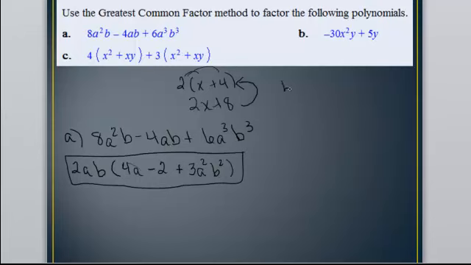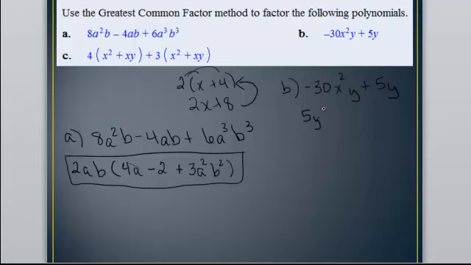Okay, let's try B. Alright, we can probably factor out a 5 from both of these. We could also factor out a y, but can we factor out an x? This one doesn't have an x, so we actually can't. And if you wanted to, you could factor out a negative 5 to make your leading coefficient positive. It doesn't really matter though. I'll show you both ways.